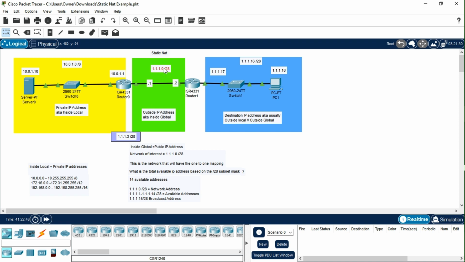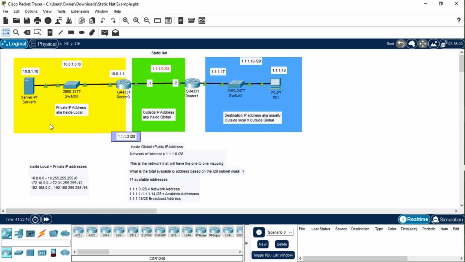1.1.1.0/28 was what we paid for. We only have 14 available addresses. We have our network address, we have our broadcast address. So just think of this as your office. Maybe you have a small office, maybe you have a big office, but can you see the problem in the situation? If your company can only afford 14 public IP addresses, and let's say you have 30 computers, how are you going to get those computers into the network?